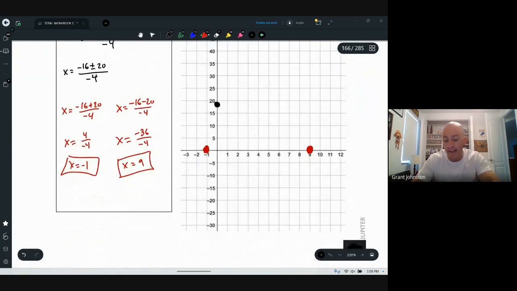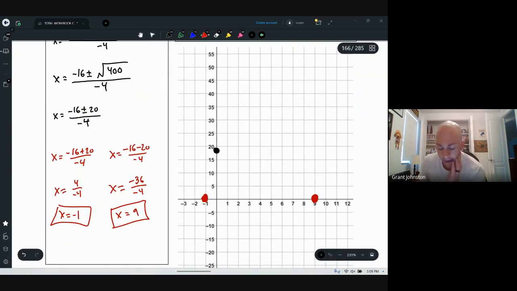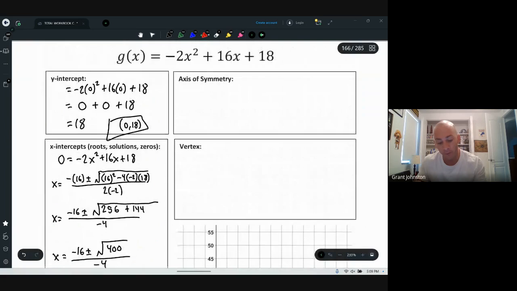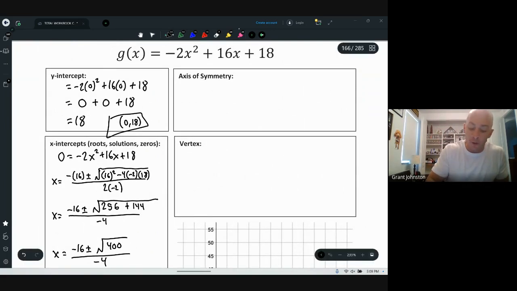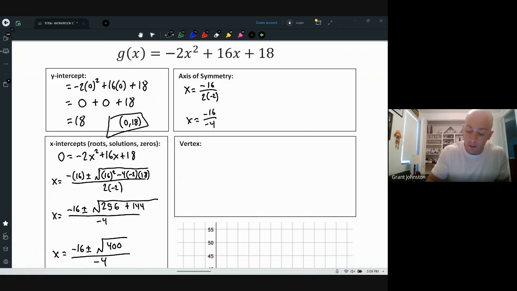Now we still need to get that axis of symmetry. I can eyeball where it's going to be. I think it's going to be at 4 because that looks like it's in the middle of those two red dots, the two roots. But let's make sure we know how to use the formula. So for the axis of symmetry, the formula is negative b divided by 2a. So I'm going to do negative 16 divided by 2 times negative 2, which would be negative 16 divided by negative 4, which is 4, just like I suspected. So the axis of symmetry is at 4.